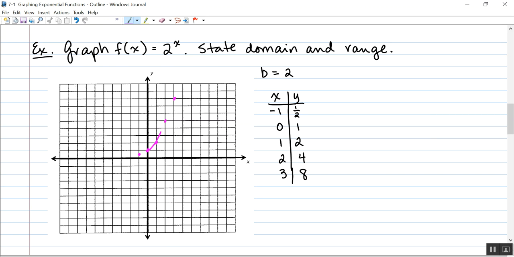We know what's going to happen here. It's going to go up very fast on this side, and over here it's going to approach the x-axis. So the domain of this is all real numbers. And the range is going to be the set of all y such that y is greater than 0. Basically what that means is this graph is never going to go below the x-axis.